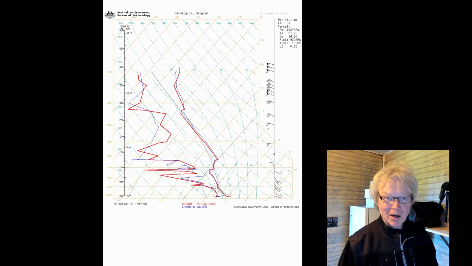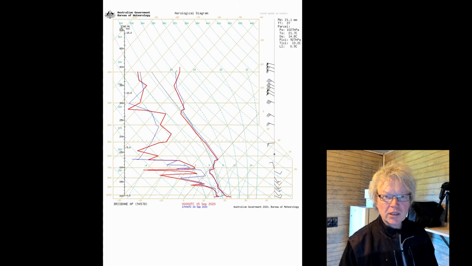It's also used by glider pilots to work out whether or not they will get uplift and hence keep themselves flying. But this is an example here of a real aerological diagram from the Bureau of Meteorology, taken from today, the 15th of September. Now, in addition to those lines in the background of the diagram itself, plotted onto this diagram is the temperature profile of the atmosphere recorded from a weather balloon released by the Bureau.